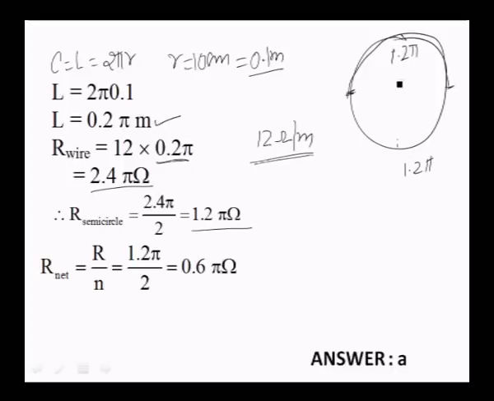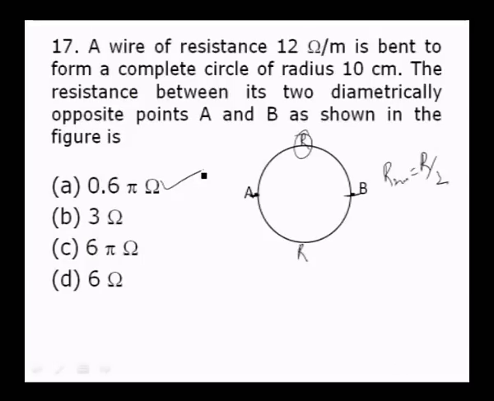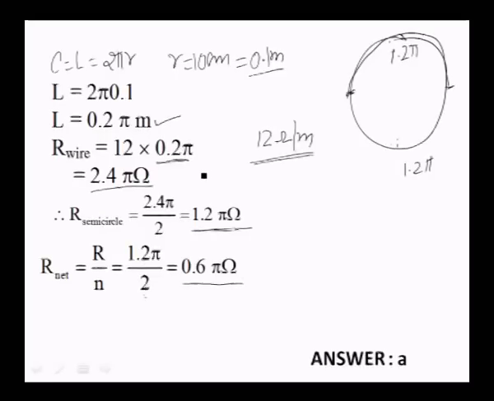When the resistors are identical, we can use R net is equal to R by N. So, R value is this. How many resistors are there? 1, 2, divided by 2. We get 0.6 pi ohm. Therefore, the correct option is A. This is the correct option for this problem.